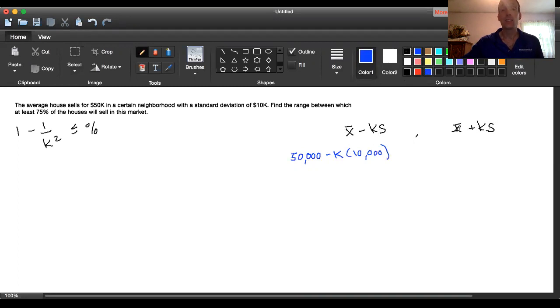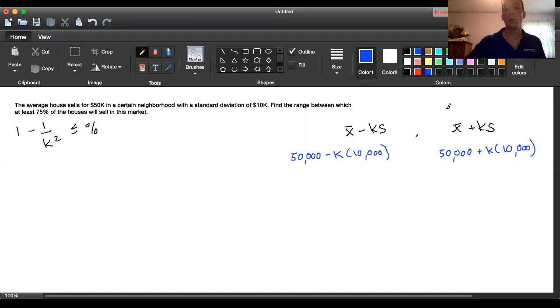The right side will fill in. It's going to be exactly the same as what we just wrote, but with a positive. So we'll say 50,000 plus k times 10,000. Let's make a set of parentheses, just like so. Okay, and if this is what we just filled in, there's really nothing else we can do at this stage because we have to have a value for k to continue.